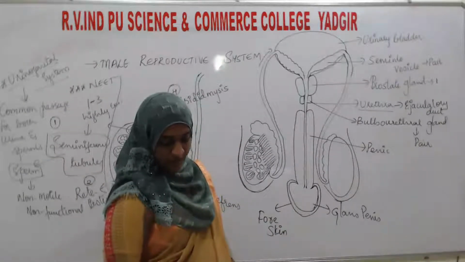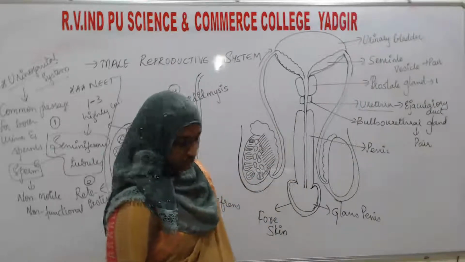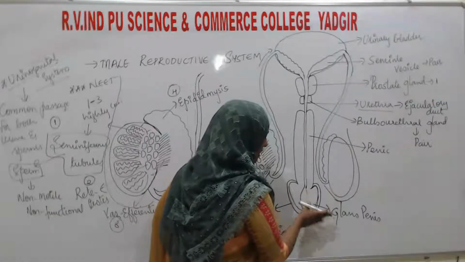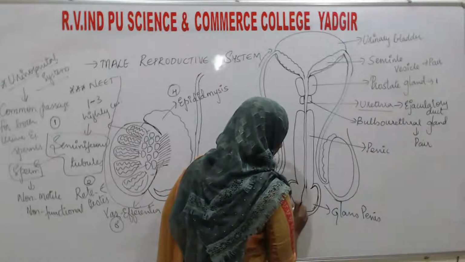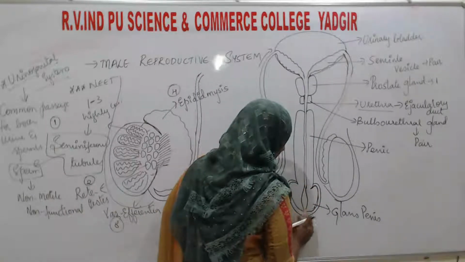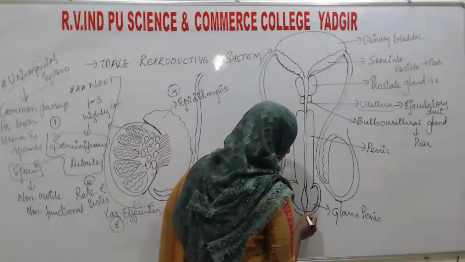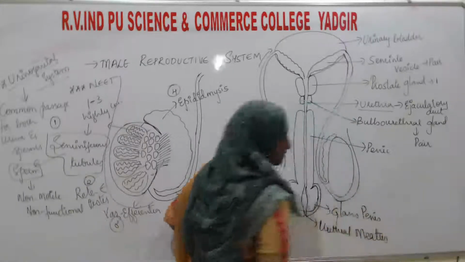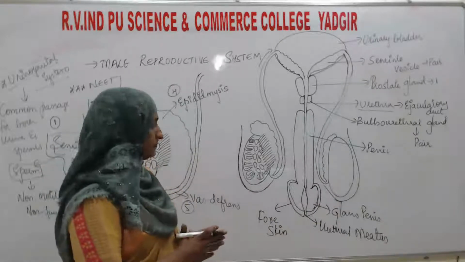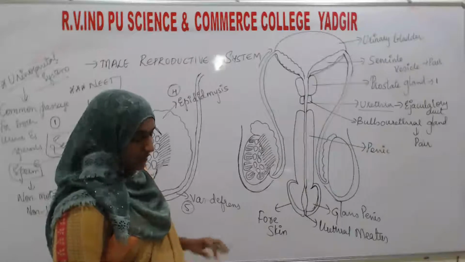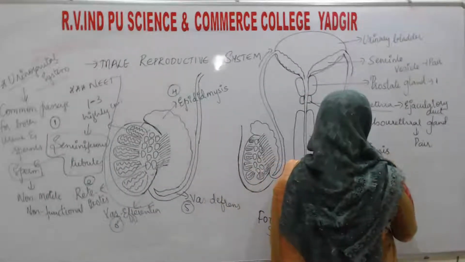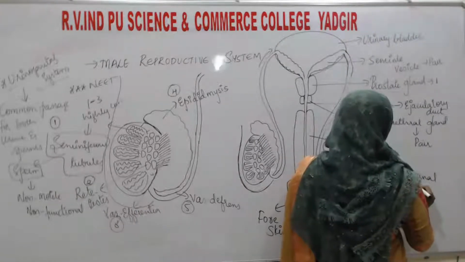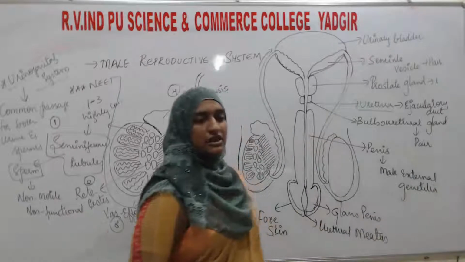What is it known as? It is known as the foreskin. Here the penis has an opening, and that opening is known as the urethral meatus. This is the opening, and this opening is known as the urethral meatus. So here the penis is the male external genitalia. What is it? It is the male external genitalia.